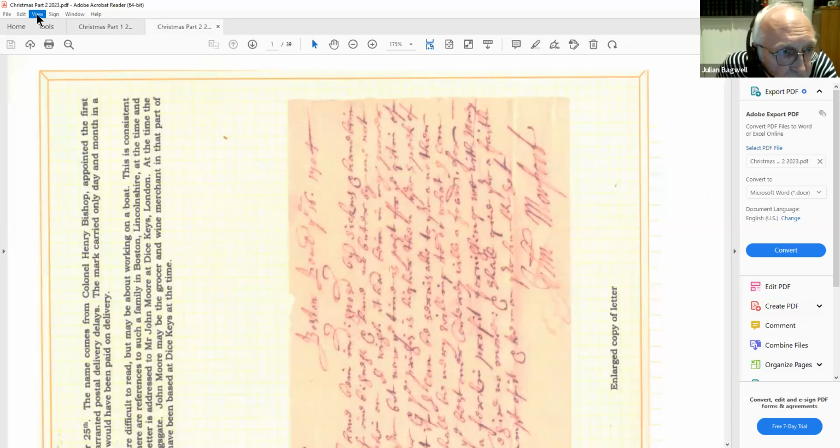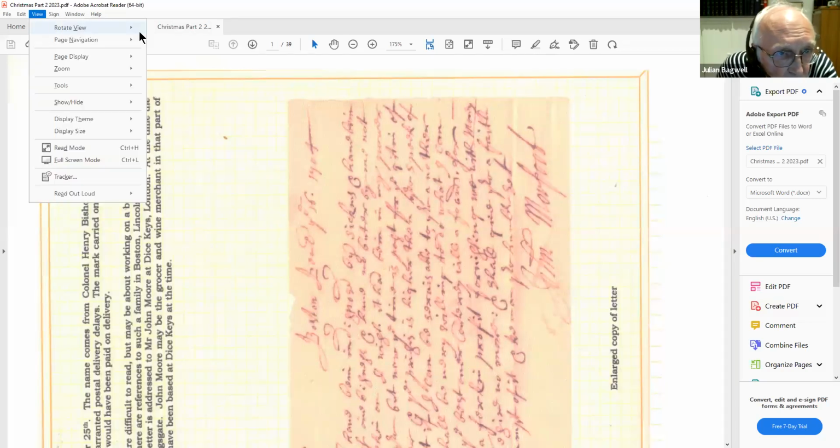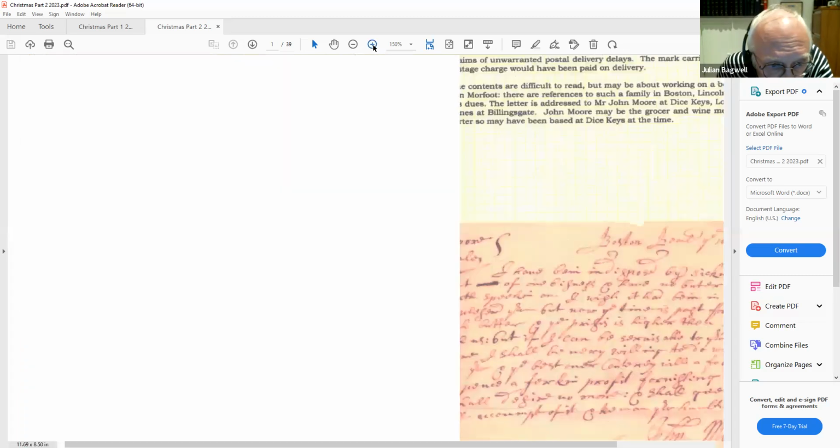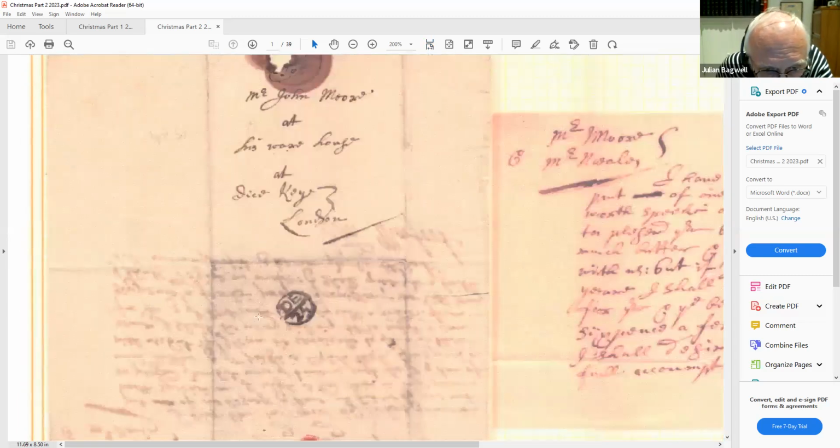Right. Now, this one is a bit of an odd display because this is actually an A3 item, and my scanner is only A4, so I've had to stitch it together a bit. But this is the earliest December the 25th cancellation I've got, and you can see it there. And I'll just zoom in slightly. You can see there, this is a bishop mark.